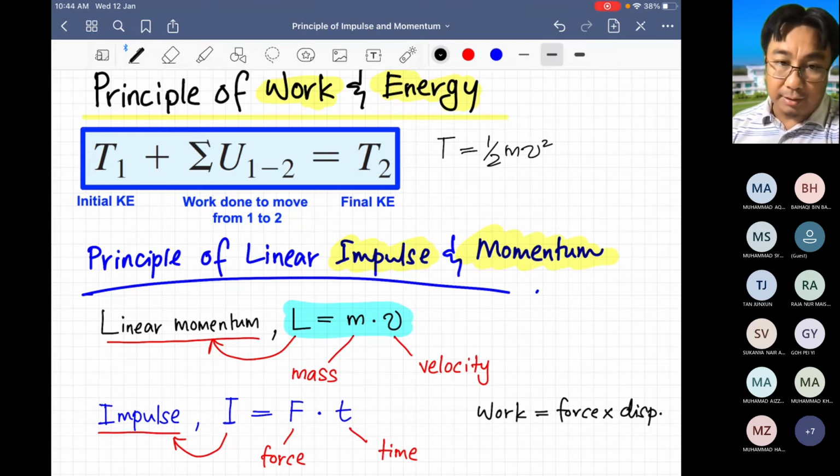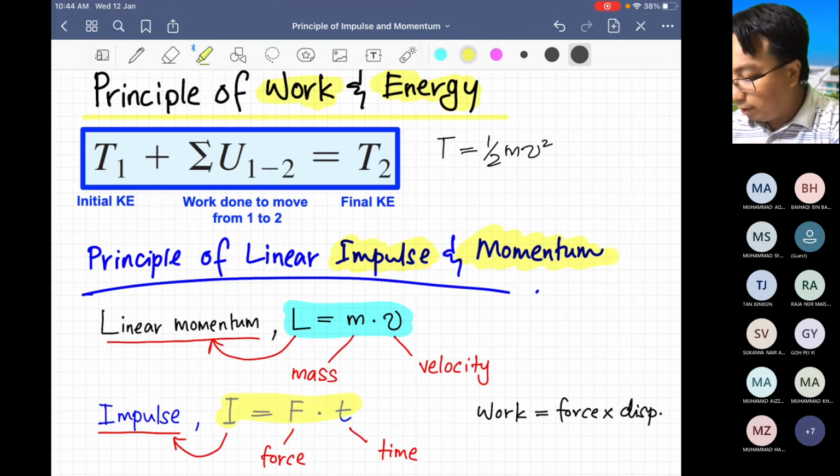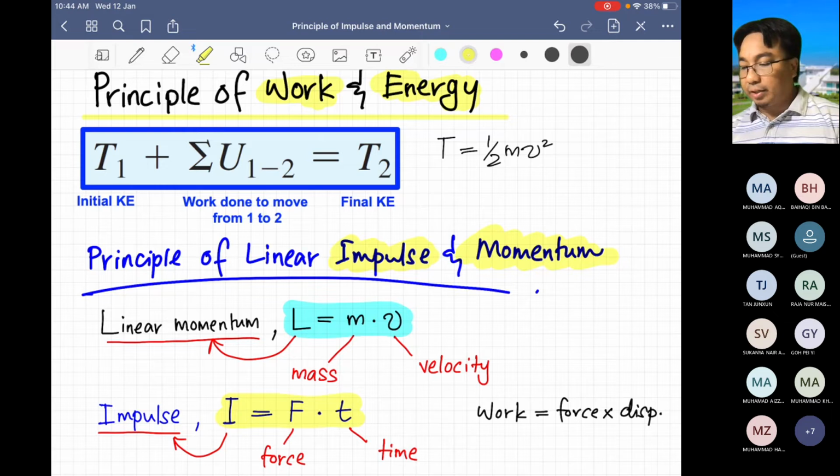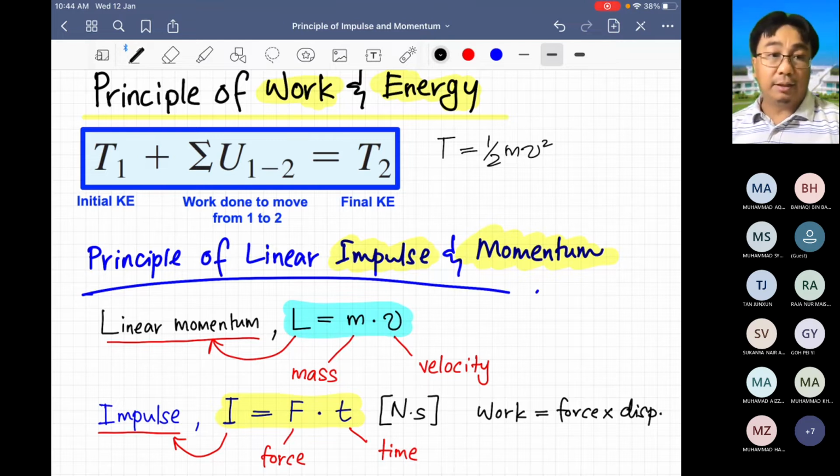But for impulse, it is force multiplied by time. Okay, force times time. Let me highlight this. This will be the equation for you to calculate impulse. So for impulse, the unit will be, force is in Newton, time is second, so the unit will be Newton second. Okay, this is the unit for impulse.